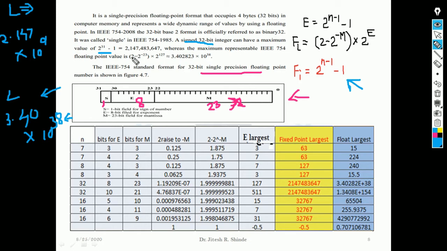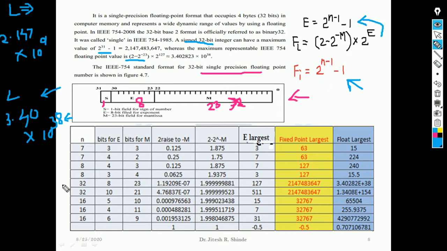Similarly, the generalized formula for an n-bit floating point number, from this formula we can write as 2 minus 2 to the power minus m, into 2 to the power 127. Here 127 is the largest value we can represent using the 8-bit scheme. So the generalized formula for a signed binary number is 2 to the power n minus 1, minus 1. Here 2 to the power e is computed using this formula.